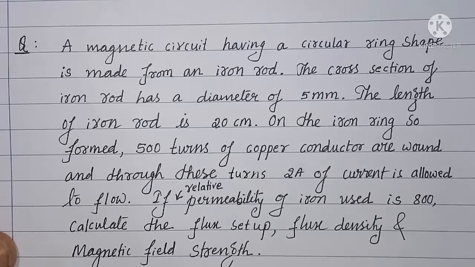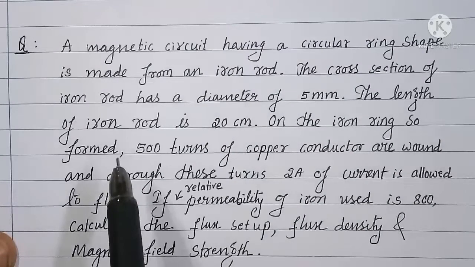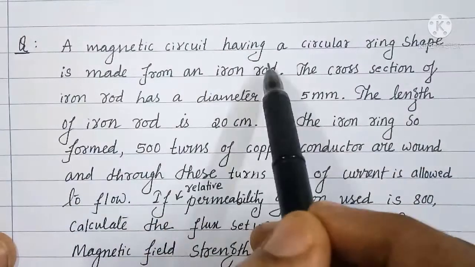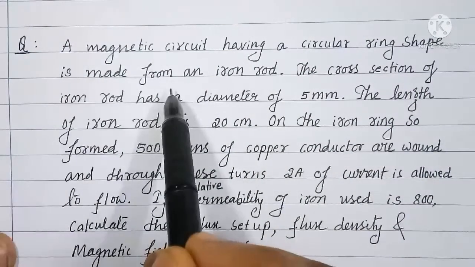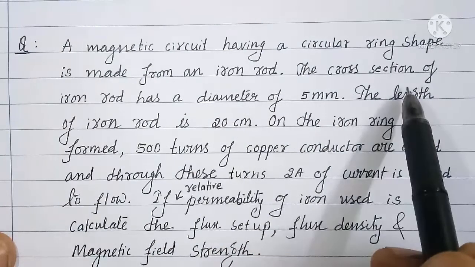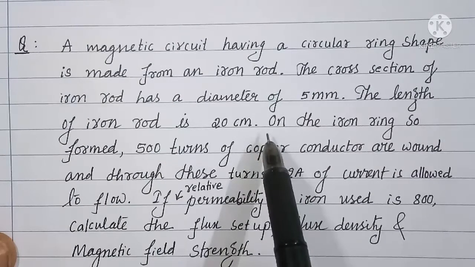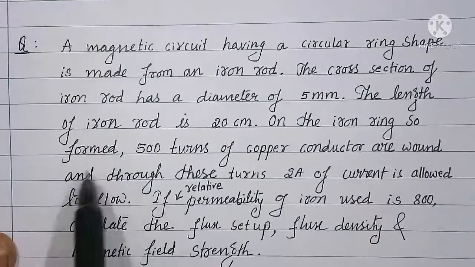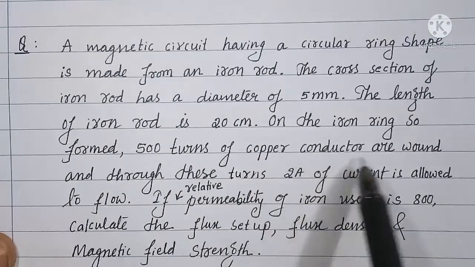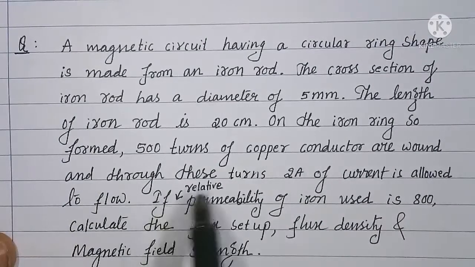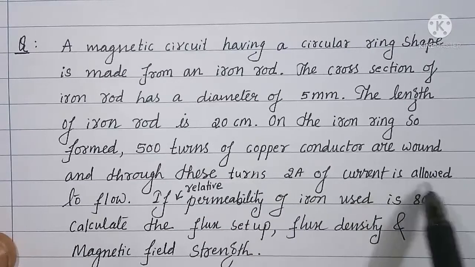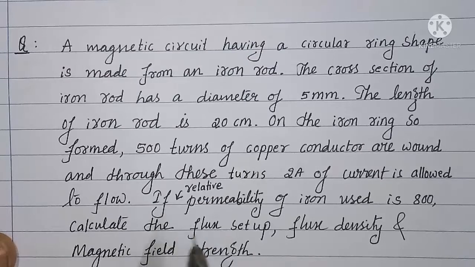Now, we will solve one problem on a series magnetic circuit. Problem reads like this. A magnetic circuit having a circular ring shape is made from an iron rod. The cross section of iron rod is 20 centimeter. On the iron ring so formed, 500 turns of copper conductor are wound, and through these turns 2 ampere of current is allowed to flow. If relative permeability of iron used is 800, calculate the flux setup, flux density and magnetic field strength.